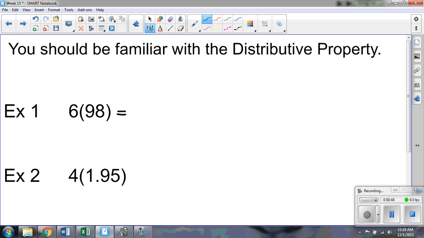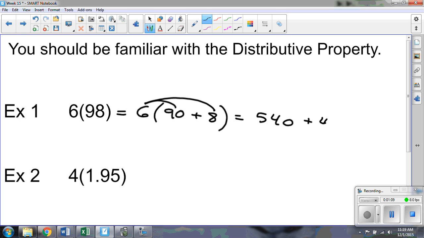This one is centered on the observation that we can rewrite 98 as 90 plus 8. This is one correct way to use the distributive property. So when we take this, we'd have 6 times 90, which is 540, and 6 times 8, which is 48. So we can split this up as 540 plus 48, yielding our answer 588.